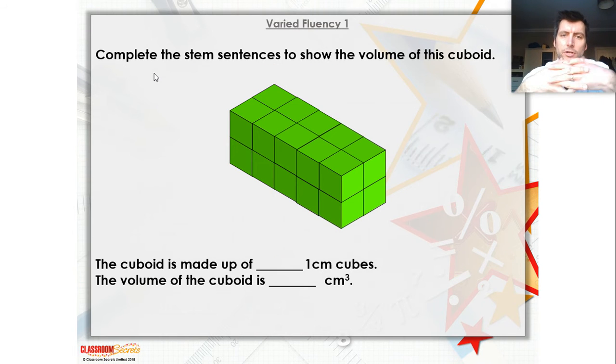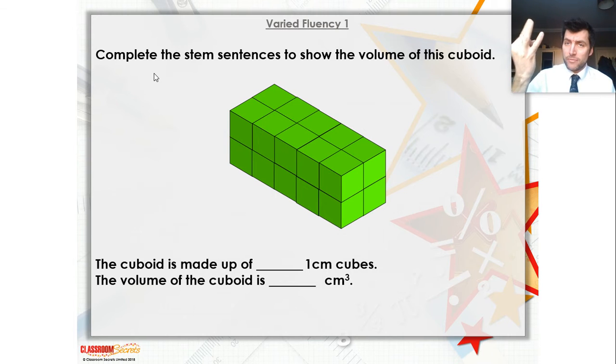Okay, guys, let's have a look at this STEM sentence then. The cuboid is made up of 1 centimeter cubes. And the second sentence is: the volume of the cuboid is blank centimeters cubed. And you can see there the little 3 after the m in centimeters, and that 3 shows it's the measurement of volume because it's length times width times height. It's 3 measurements, and therefore we understand it to be a 3 just to the right of the m of centimeters. So can you try and fill in these sentences?